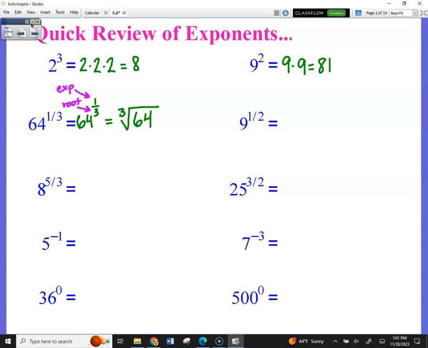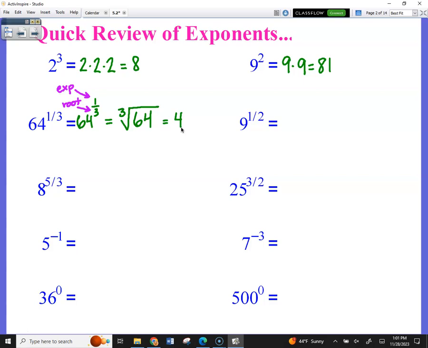Okay. What is the cube root of 64? Meaning, what number multiplied by itself 3 times would give me 64? 4.